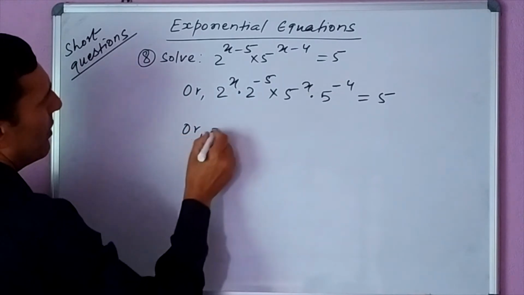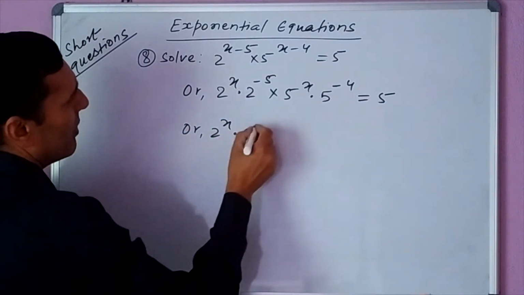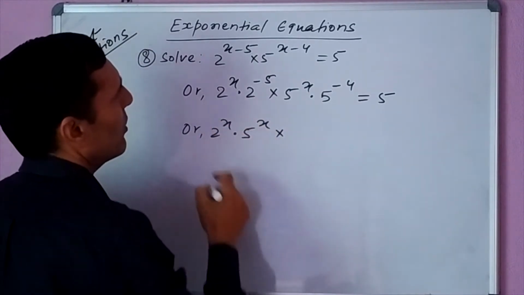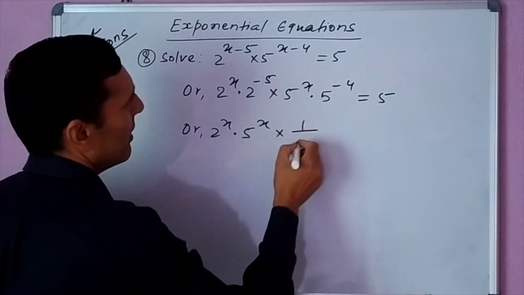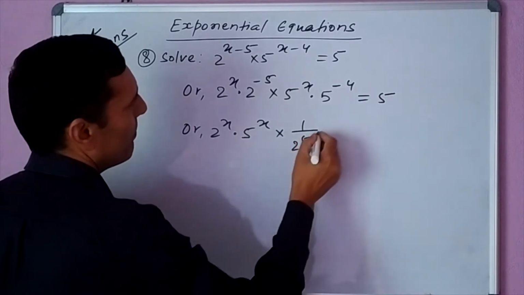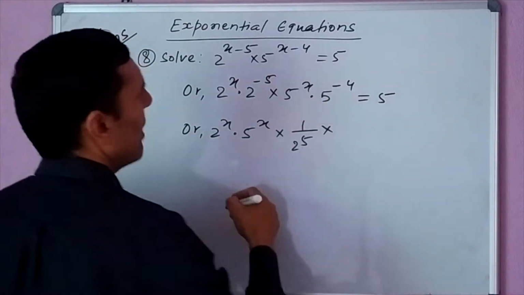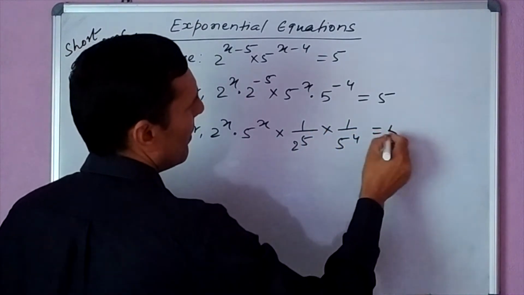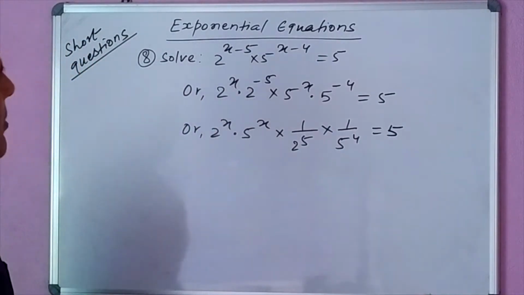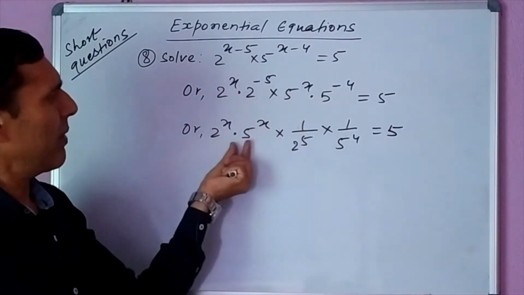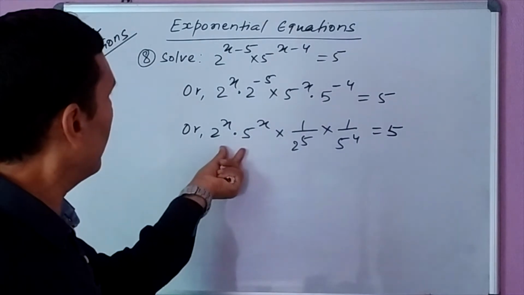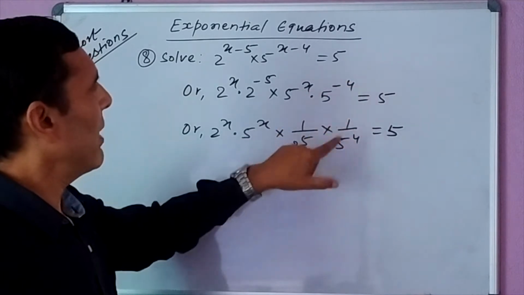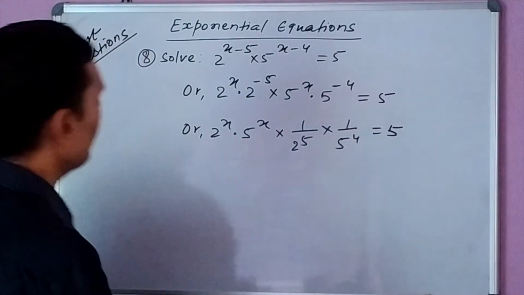Now this 2 to the power x and 5 to the power x are written together, and this 2 to the power minus 5 can be written as 1 upon 2 to the power 5. Similarly, this 5 to the power minus 4 is 1 upon 5 to the power 4, is equal to 5.